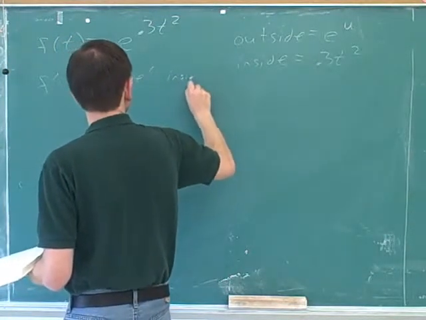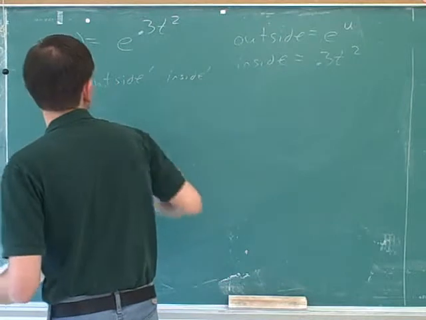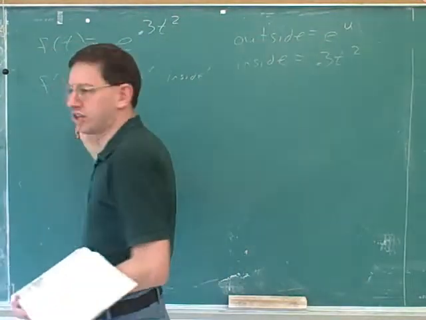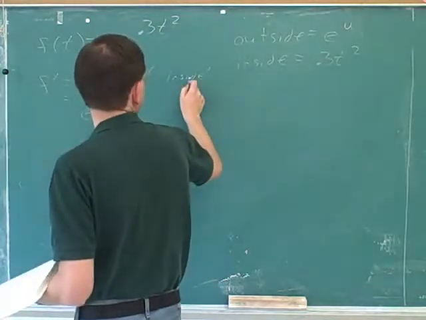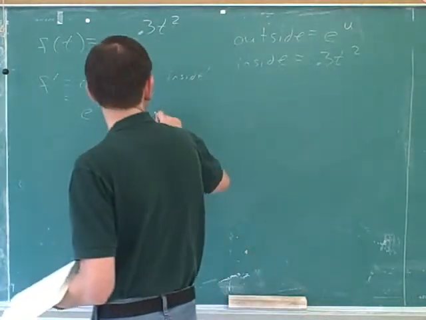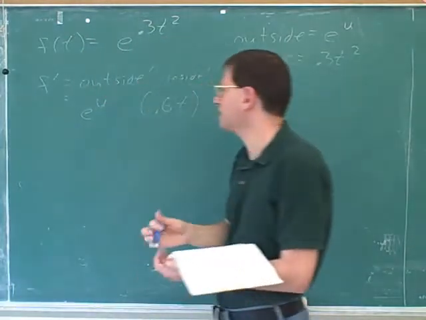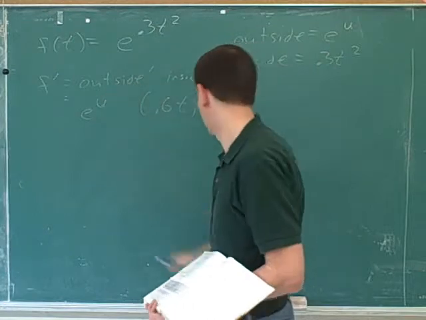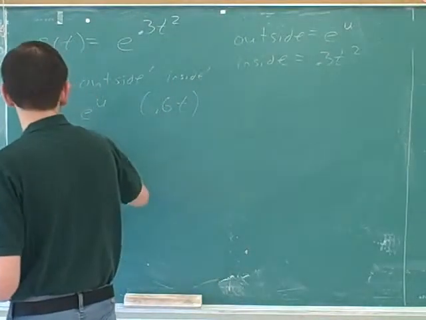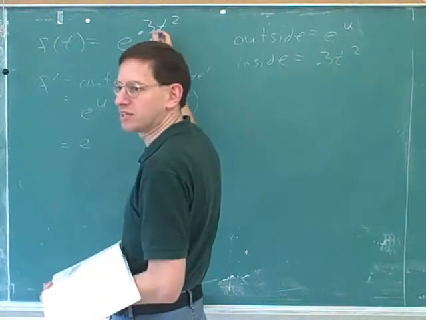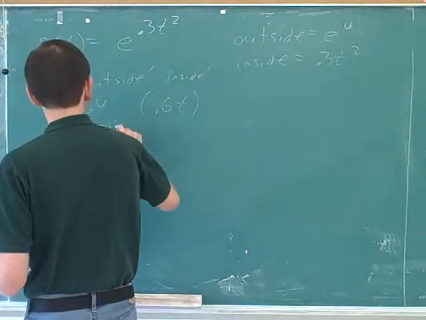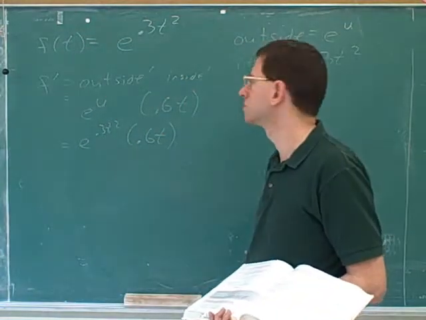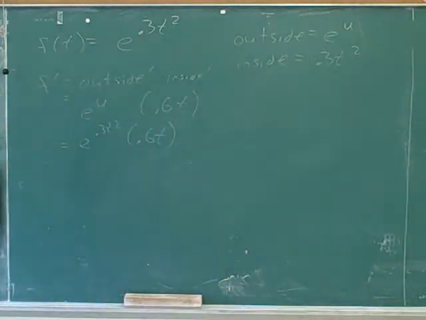Well, the derivative of e to the u is just e to the u, and the derivative of the inside would be 0.6t. And the last thing is that when you take the derivative of the outside, you evaluate it at the inside. So for u, I should plug in 0.3t squared. I think that's what you got. Yeah.